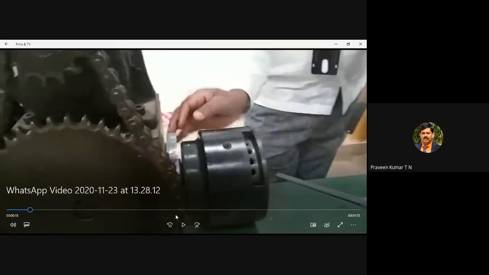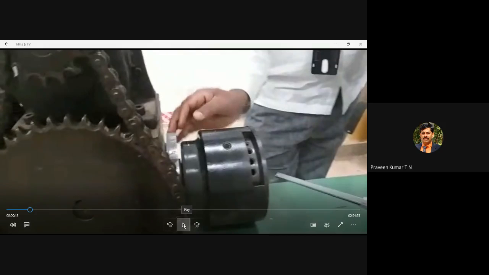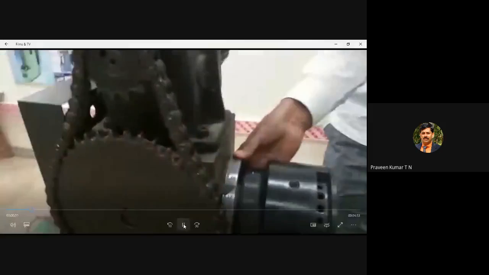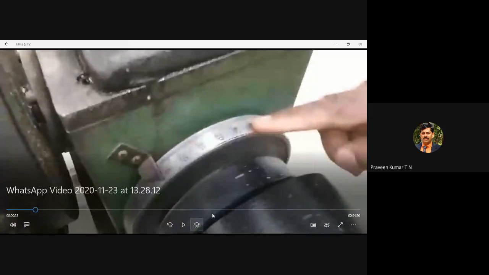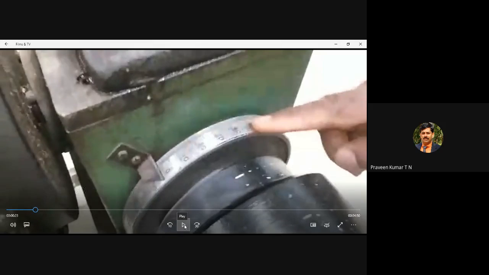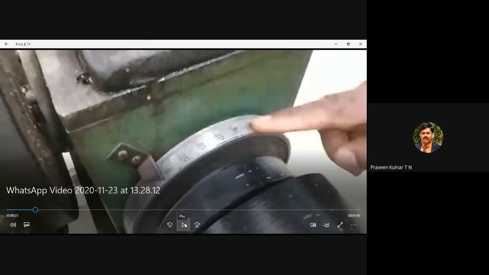Initially, you have to measure the diameter. Diameter measurement is required for finding out the polar moment of inertia. It is used in the calculation. So you have to measure the angular rotation. For that, there is a degree scale. You can note down the initial value and final value. From that, we can get how much the material undergoes torsion.